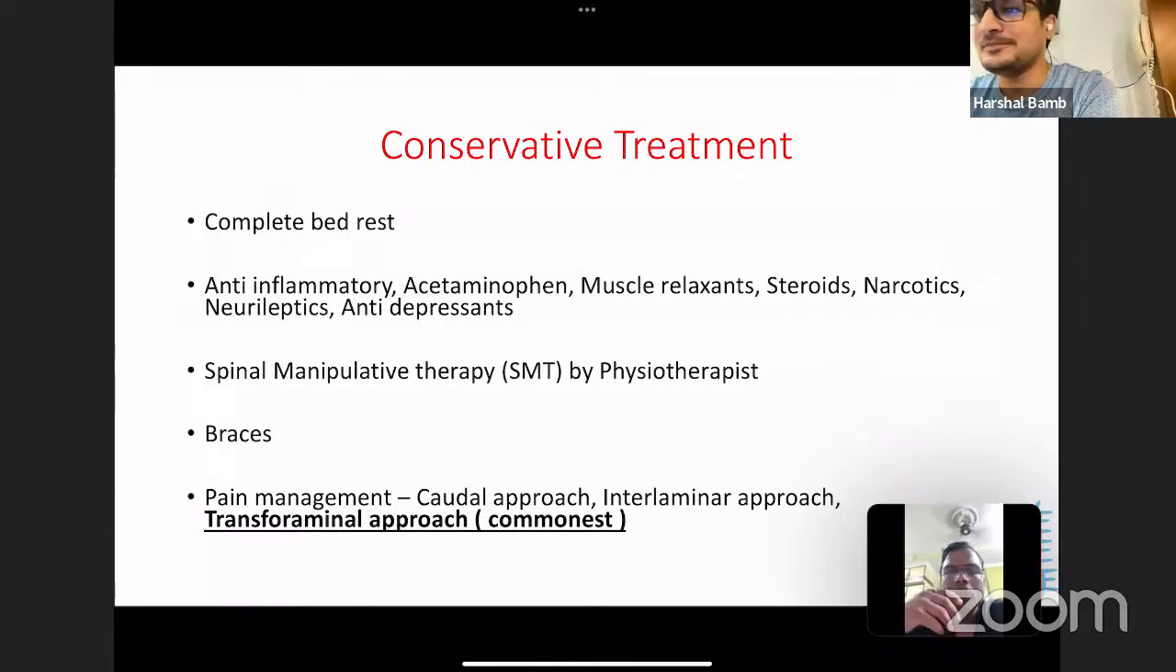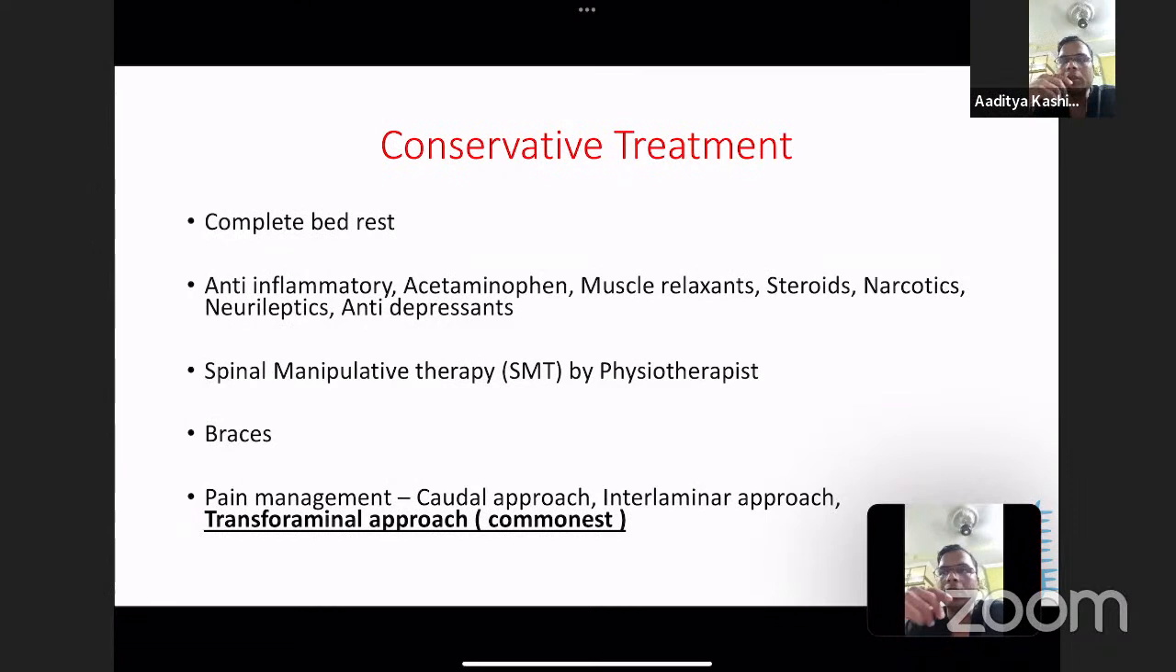Please carry on. Okay. So as we already discussed, Dr. Nene has discussed the far lateral disc seen on the MRI. So we'll come to the conservative line of treatment. Usually we advise complete bed rest for these kinds of patients, supplemented with anti-inflammatory drugs, acetaminophen, and muscle relaxants.